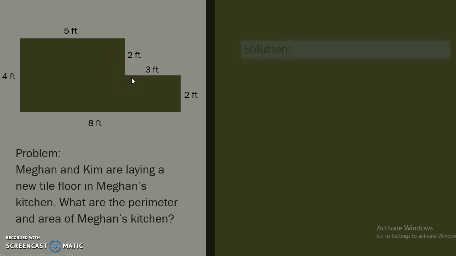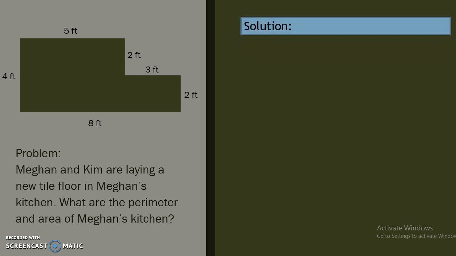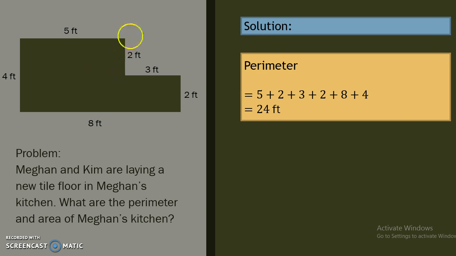Therefore, the solution for the first problem, the perimeter, is simply adding up the length of all sides. Just 5 plus 2 plus 3 plus 2 plus 8 plus 4, which is equal to 24 feet. And the next step is to calculate the area. As the shape is a composition of two different rectangles, we should be more cautious. The first step is to divide the shape into two rectangles.